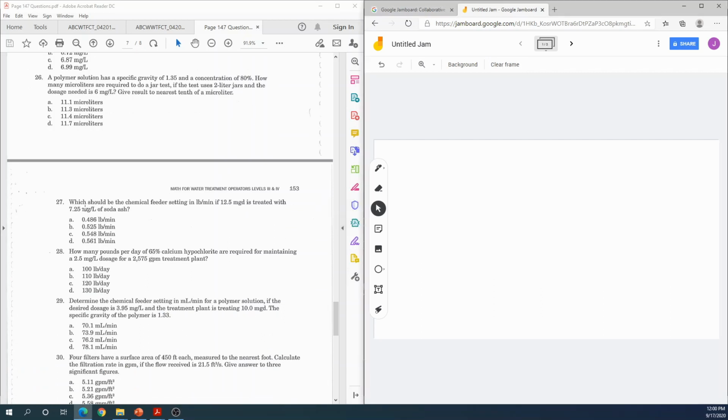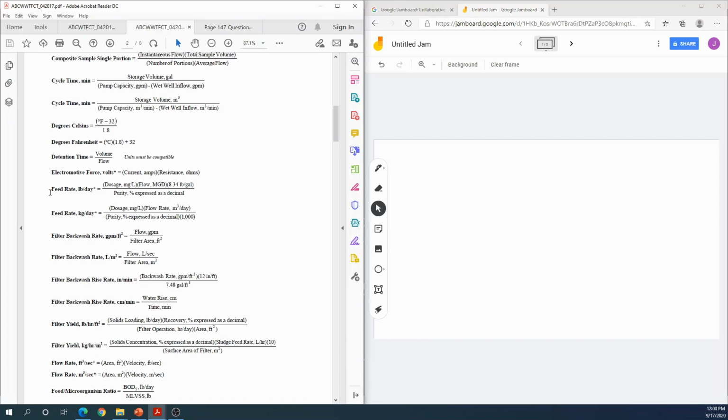Problem number 27 says, what should be the chemical feeder setting in pounds per minute if 12.5 million gallons per day is treated with 7.25 milligrams per liter of soda ash. So let's take a look at our feed rate equations. So our feed rate equation, pounds per day, is equal to our dosage in milligrams per liter times our flow in million gallons per day times our conversion of 8.34 pounds per gallon.